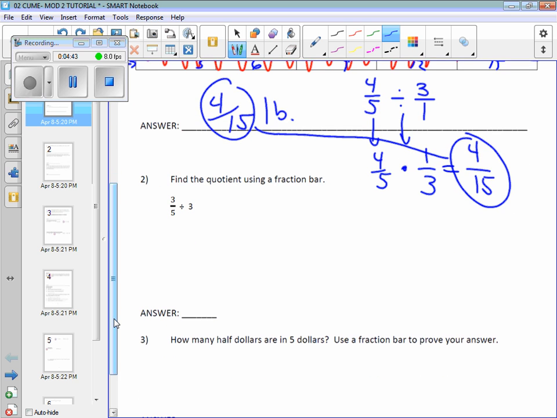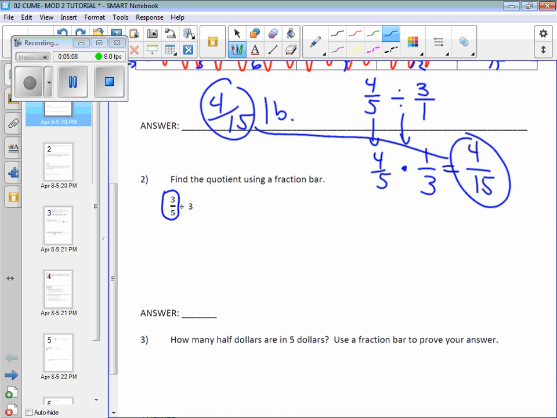Number 2 is just like number 1. It's just not a word problem. And I'm not giving you a fraction bar to start off with. I want to see if you can create one on your own and then perform the division. In my particular example, I have 3/5 divided by 3, and I believe on yours it's 2/7 divided by 4.